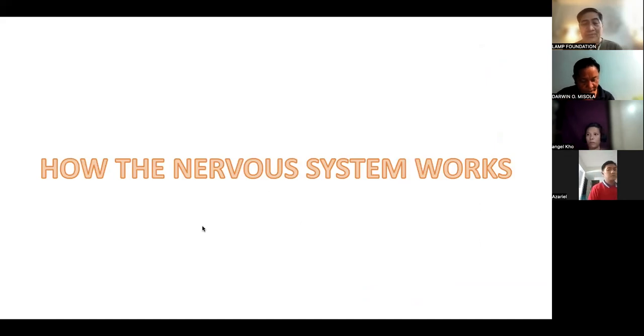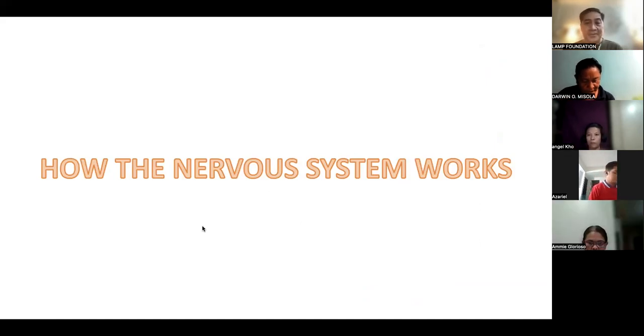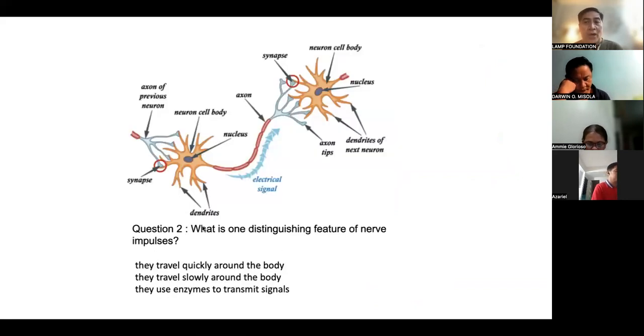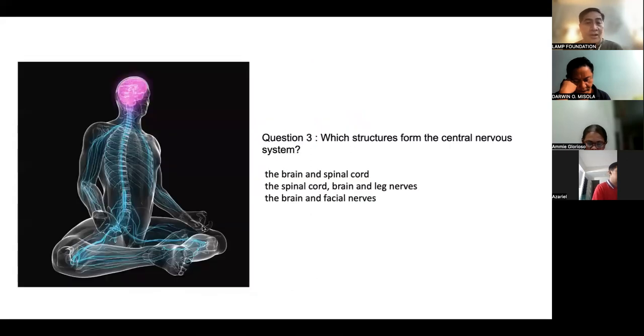Hello, Doc. Good evening, classmate. Good evening po. What is a synapse? A connection between the neuron and another cell. What is one distinguishing feature of nerve impulses? They travel quickly around the body. Which structures form the central nervous system?